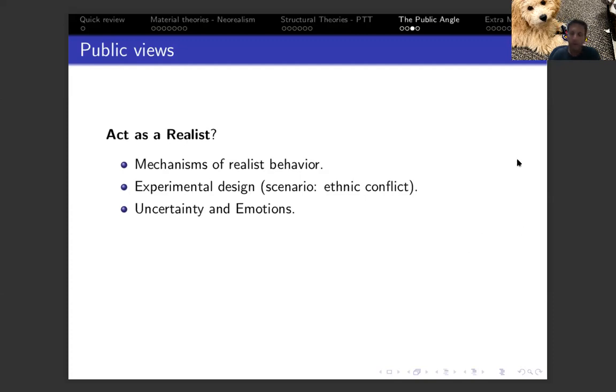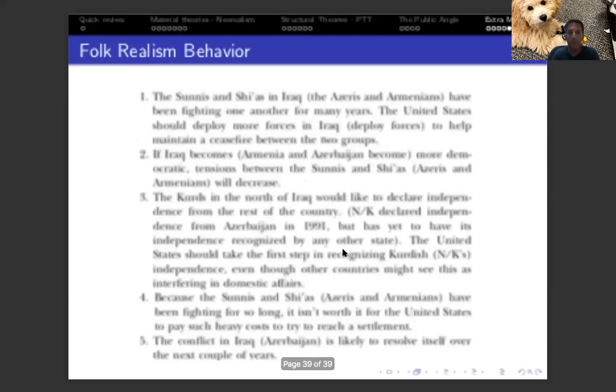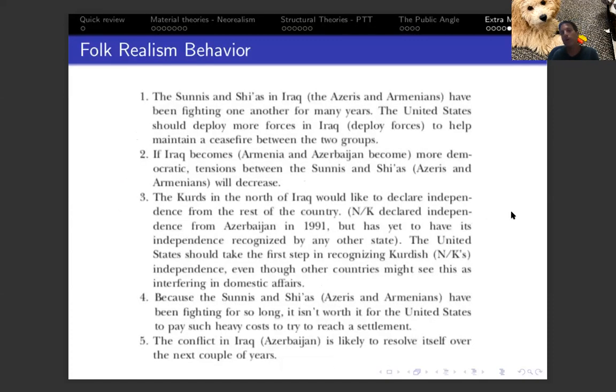And they had conditions for more information and less information, whether they provide background information on the conflict. And the second condition that they have in this case was whether the conflict was more known to the American public, such as the conflict in Iraq, compared to a conflict in Central Asia. So for example, this is one type of question that they had about the Sunnis and the Shiites in Iraq.